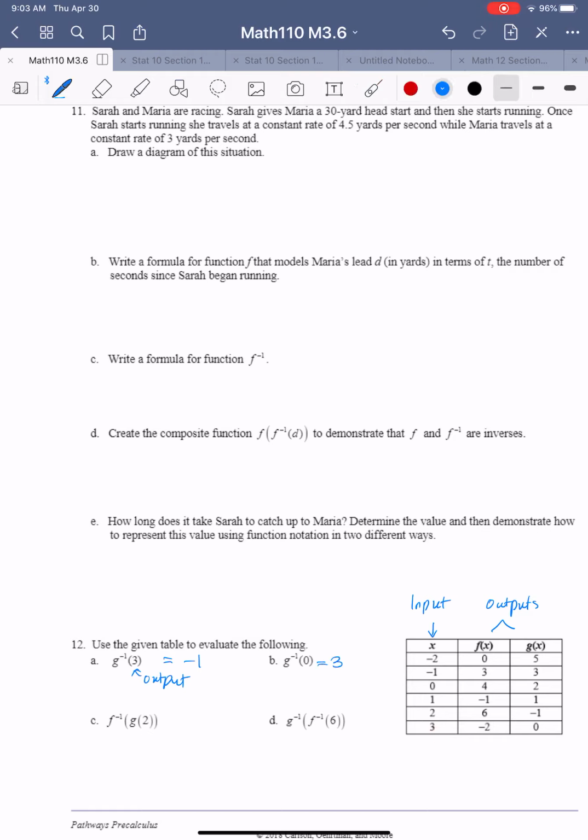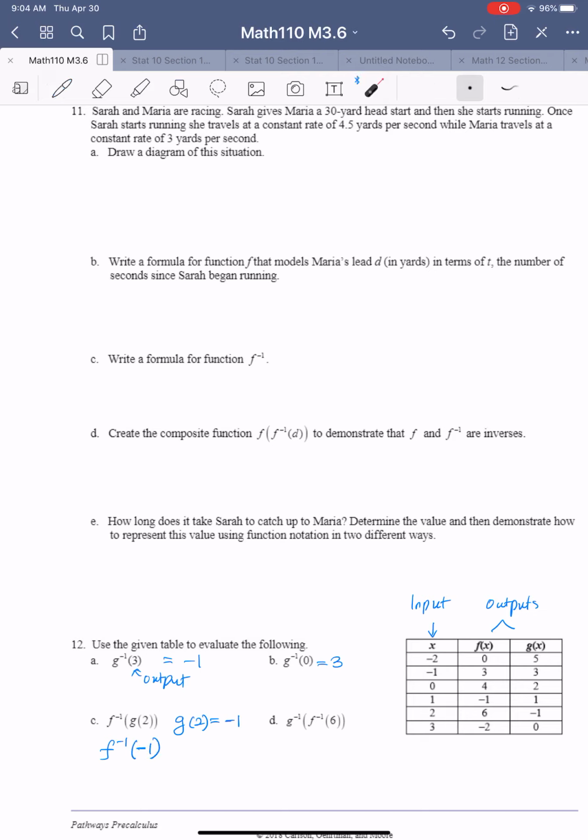And so now this is a composition, so you have to do it one at a time. What you need to do is take care of g of 2 first. So g of 2, where 2 is the input because this is not an inverse notation. So 2 is input, and using the g function, the output is negative 1. So this is equal to negative 1, which means now you can say inverse of f of negative 1.